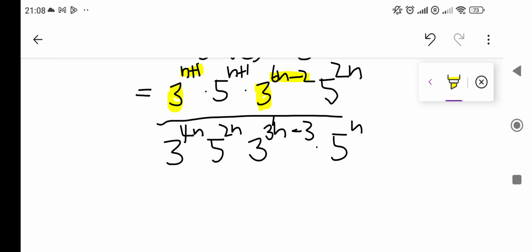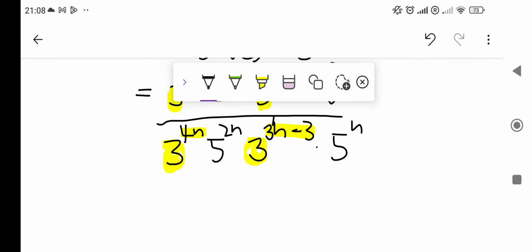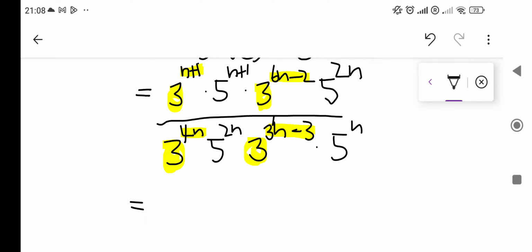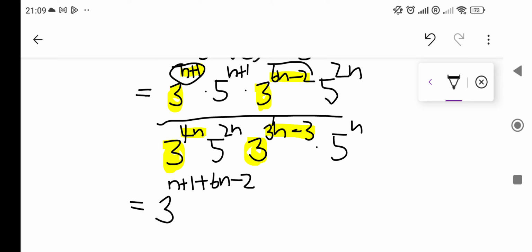So the threes at the bottom, these bases at the bottom, that's the same as the ones on top, they are dividing, so we are going to subtract the exponent. So that 4n and this entire exponent there, 3n minus 3, we are going to subtract those from the ones on top. Okay, let's see how this looks. So we will have, okay, a base 3, we have this n plus 1, that's this one, and now we're going to add the 6n minus 2, that's this one.